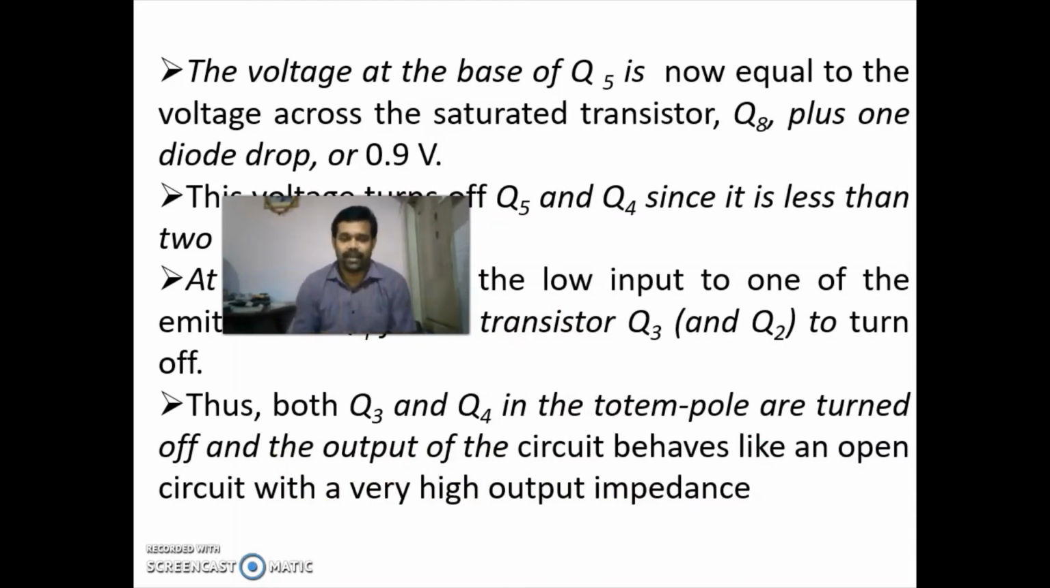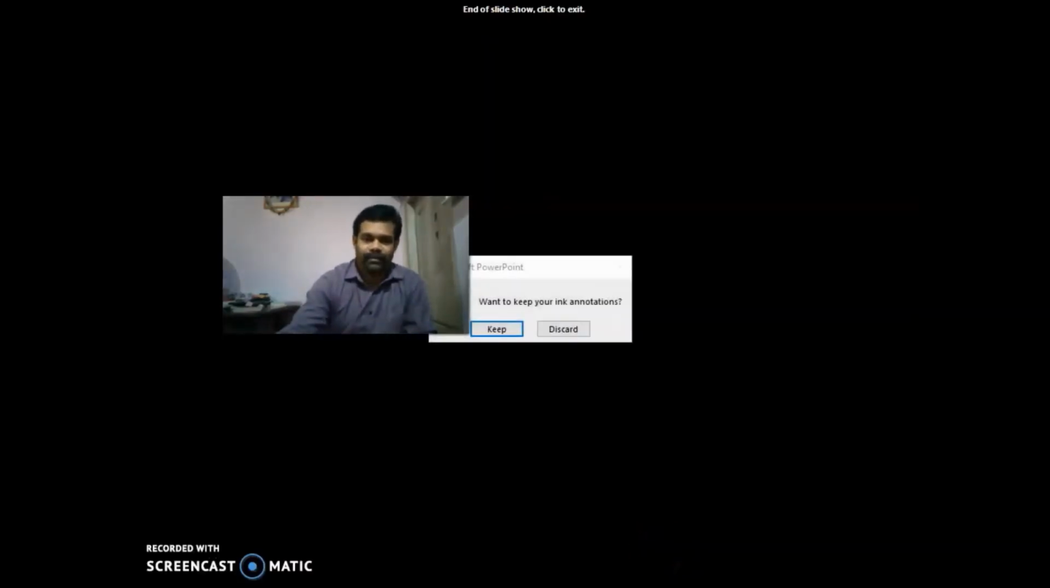When C is 0, your output is nothing but the complement of input. I have clearly explained. So when C is 0 and you are giving data input as 0, the transistor Q4 will conduct, and when C is 0 and you are giving data input as 1, the transistor Q3 will conduct. Okay. So thus we have studied the TTL in detail.